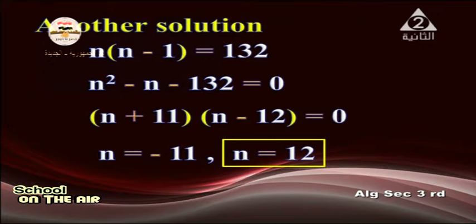Or by using a calculator, mode 5 3 or mode equation 3. Some calculators use mode equation, mode 5 or mode 3. Use mode equation 3 and put a equals 1, b equals negative 1, c equals negative 132. Then the answer is n equals negative 11 and n equals 12.